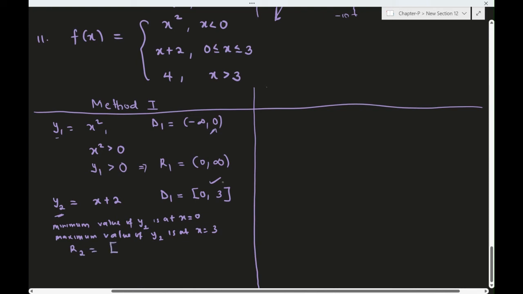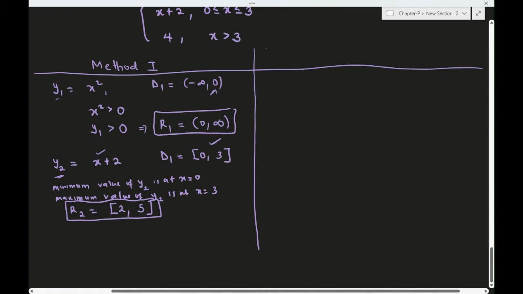also closed, since the domain is closed. At x equals 0, y2 will give you 2, right? And at x equals 3, you have 3 plus 2, which is 5. So this is our R1 coming from the first piece, and this is R2 coming from the second piece.